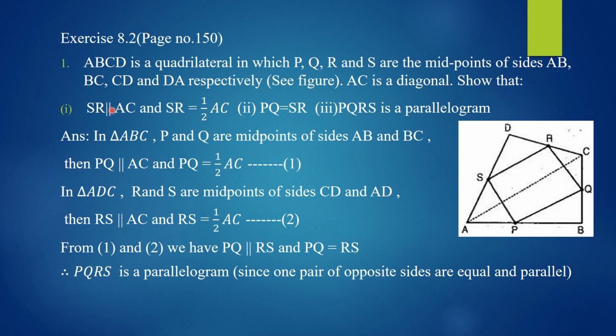So we have proved the condition SR is parallel to AC with equation 2, PQ equal to RS from equation 1 and 2, and PQRS is a parallelogram using the condition one pair of opposite sides are parallel and equal.